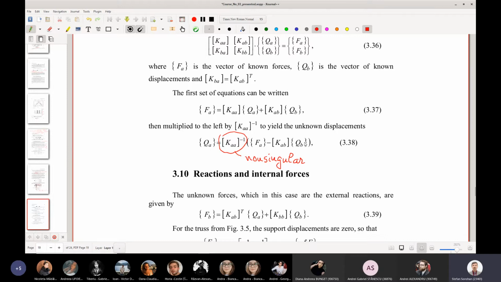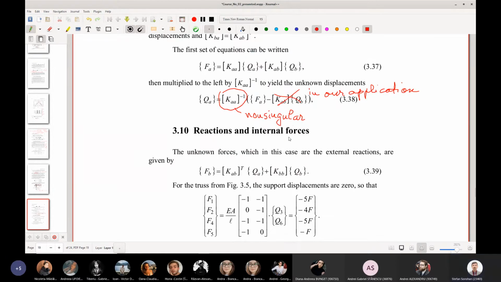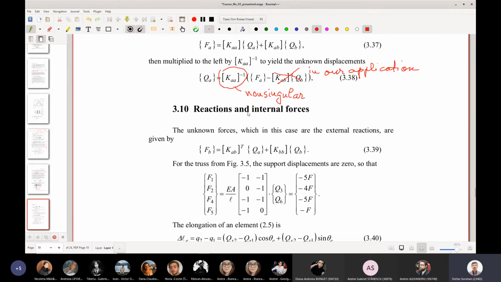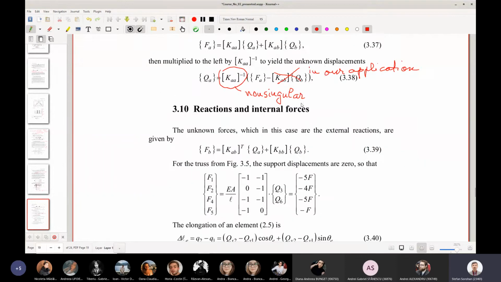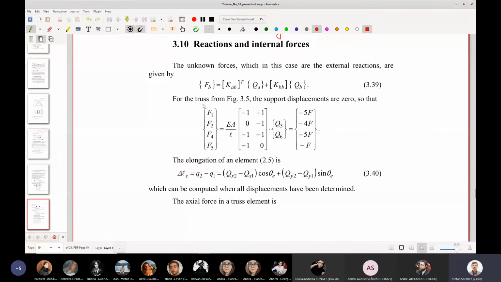In our problem, this vector here is 0. So in our problem, this is not present in our application. But generally, we can have non-zero displacement, and in this case, this term is here. To obtain reactions, we must take, as I told you, the second equation, multiply this line with this column, and that gives us the reaction forces FB. Again, particularly for our problem, we can obtain here the reactions.